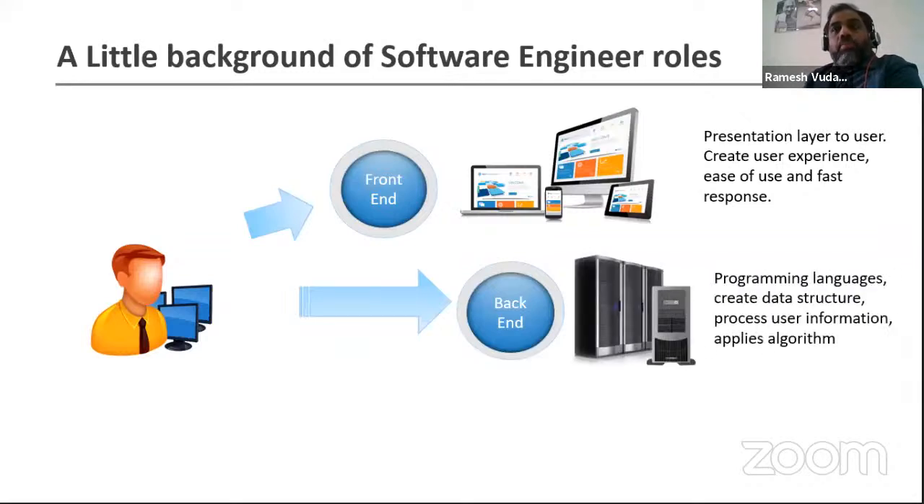What they do is use the programming languages to create data structures. They process the data. They apply algorithms in a way that they can produce the relevant content for users and make users access their content seamlessly. So this is the special stream, and the majority of software engineers fall in this category.